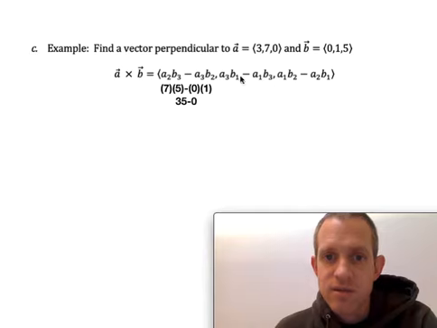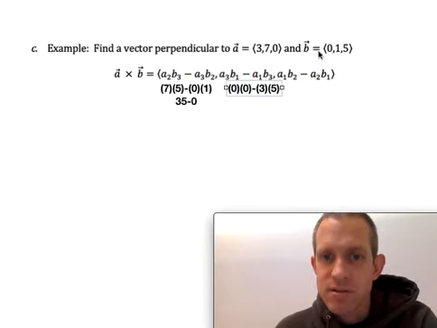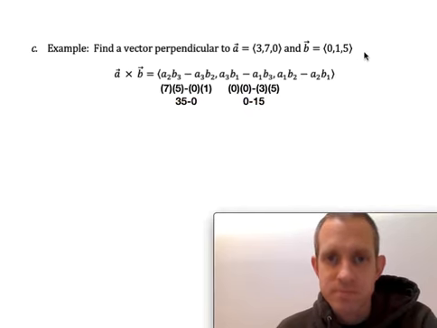The second component of our vector is A3 times B1, and I'm not going to read all that, but that's 0 times 0 minus 3 times 5. And so that ends up being 0 minus 15, or negative 15.